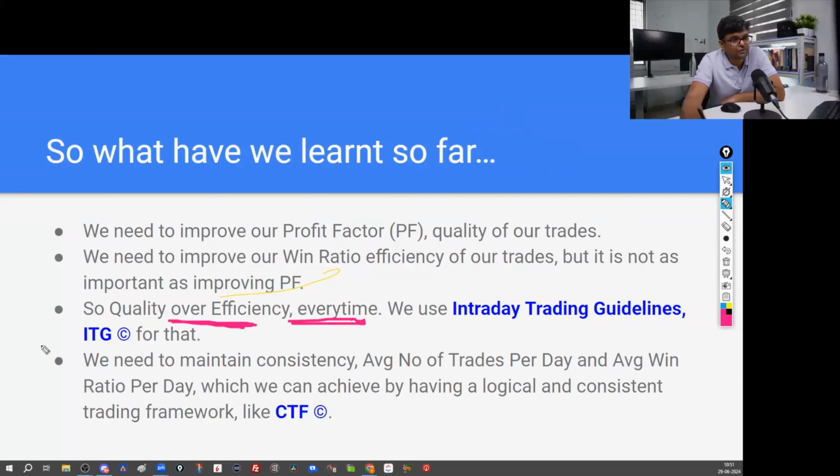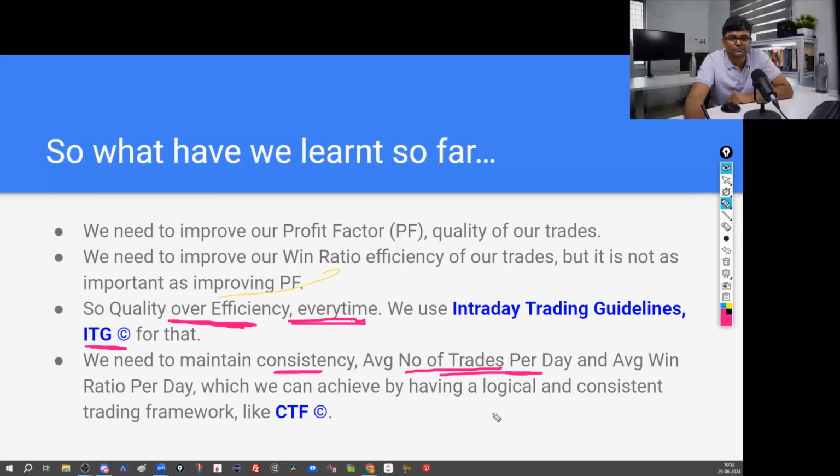What do we do for that? We use intraday trading guidelines, which will help you improve the quality of your trades, help you avoid bad trades, low probability trades, and that overall will result in consistent profitability. We need to maintain consistency. But in what? We need to be consistent in the number of trades per day. We need to have a rule that, okay, if I make a winning trade, I will stop. If I make 2 losing trades, I will stop and I will target, let's say, 2x, 3x profit factor. All those things you need to be incredibly consistent with.